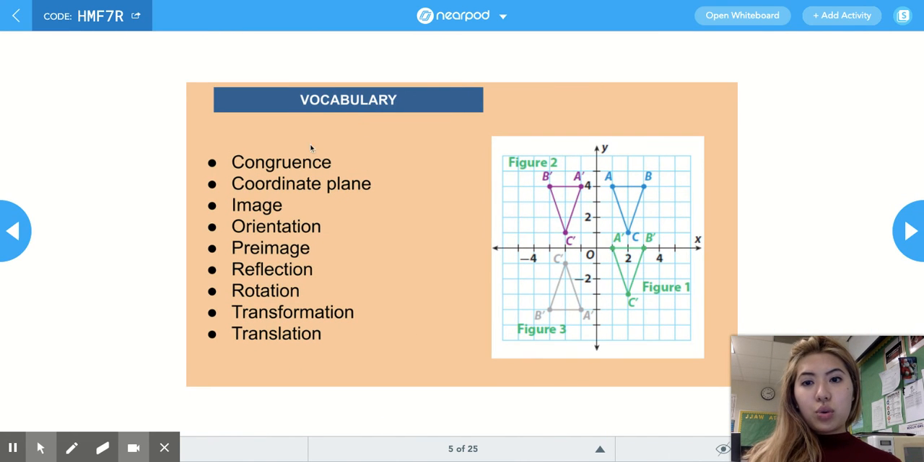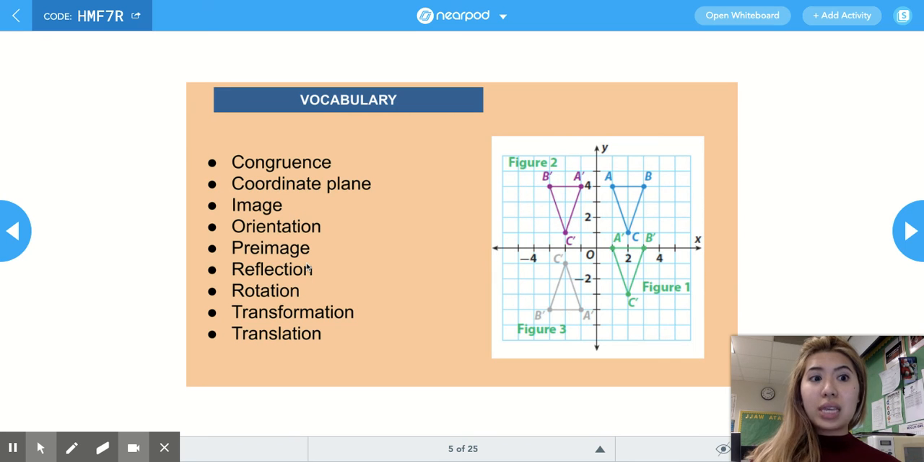So as a review of some vocabulary, congruence means same shape, same size. Coordinate plane looks just as pictured right here, has an X and Y axis and 4 quadrants. Orientation means the direction that a shape is facing. Pre-image is the original image.